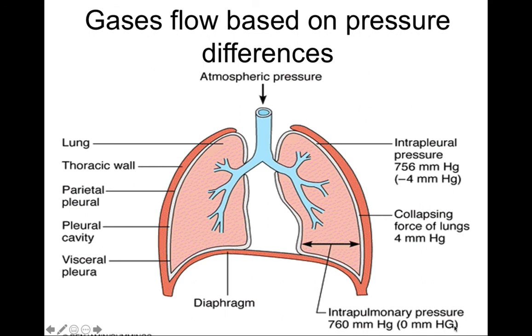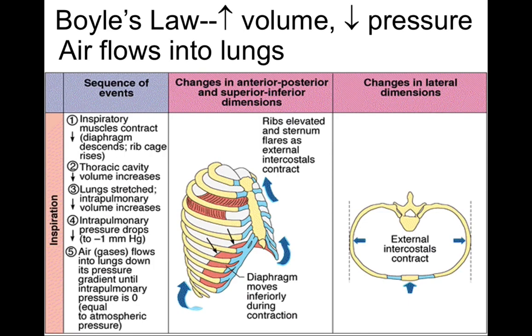The intrapulmonary pressure in particular is one that we want to look at. This refers to the pressure inside of the lungs, and this pressure is going to change based on what the diaphragm is doing. When the intrapulmonary pressure becomes greater or less than the atmospheric pressure, air will be either pulled in or pushed out of the lungs. Let's take a look at how this works. Boyle's law states that as volume goes up, pressure will go down. These two factors are inversely related, and we will see Boyle's law driving inspiration and expiration.